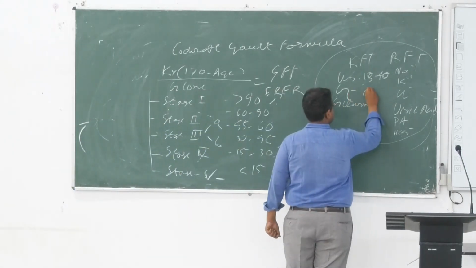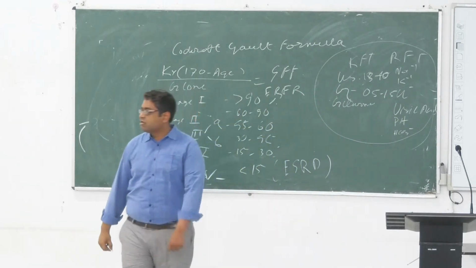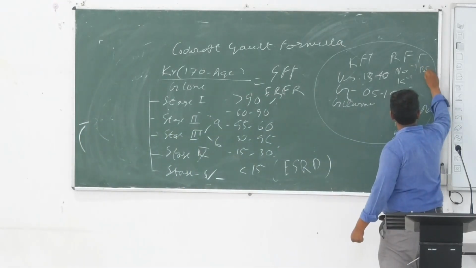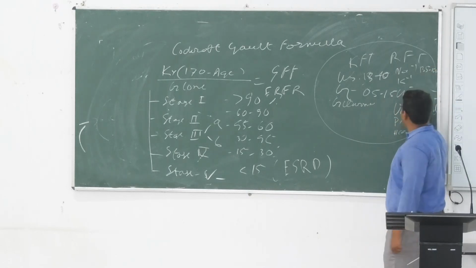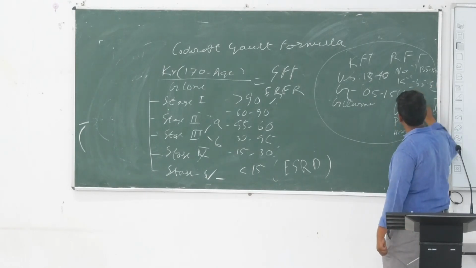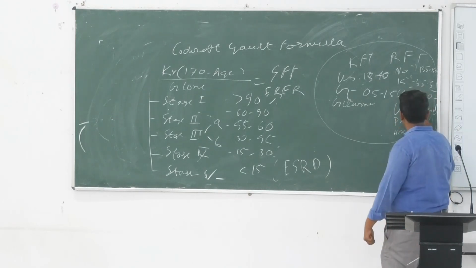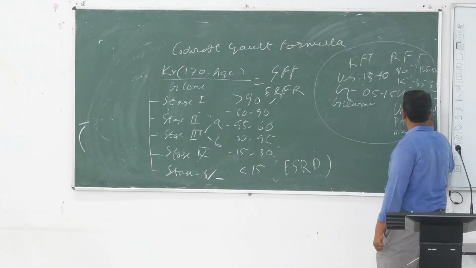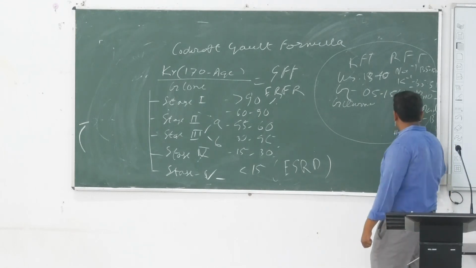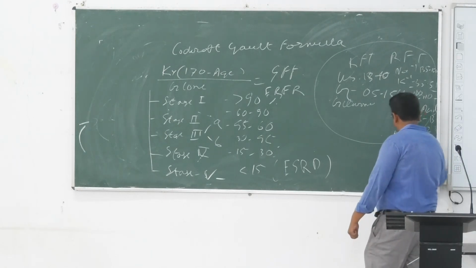Then you have creatinine, 0.5 to 1.5. Then you have your sodium, 135 to 150. Then you have your potassium, 3.5 to 5. Then you have your chloride, 100 to 110. You have your uric acid, that is 8 to 21. pH 7.2 to 7.4. Bicarbonate 20 to 26.